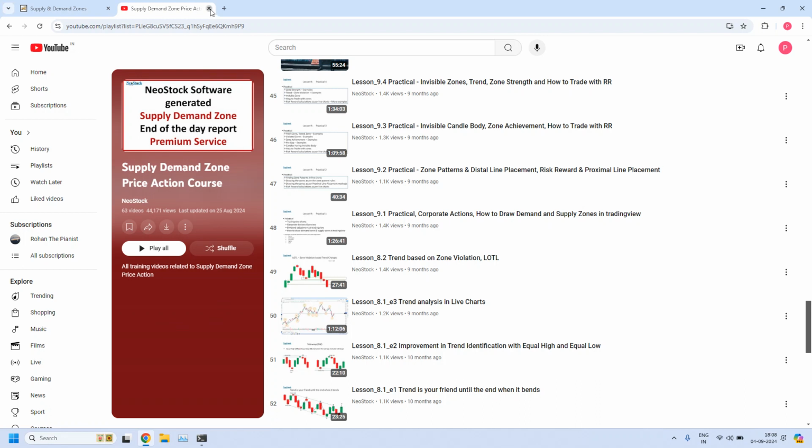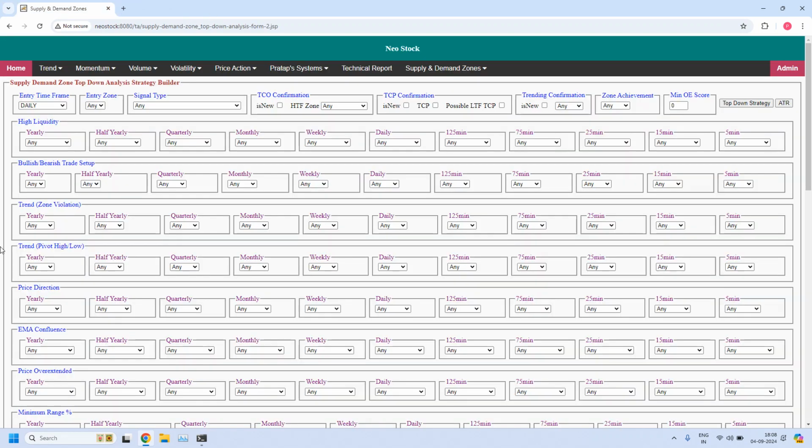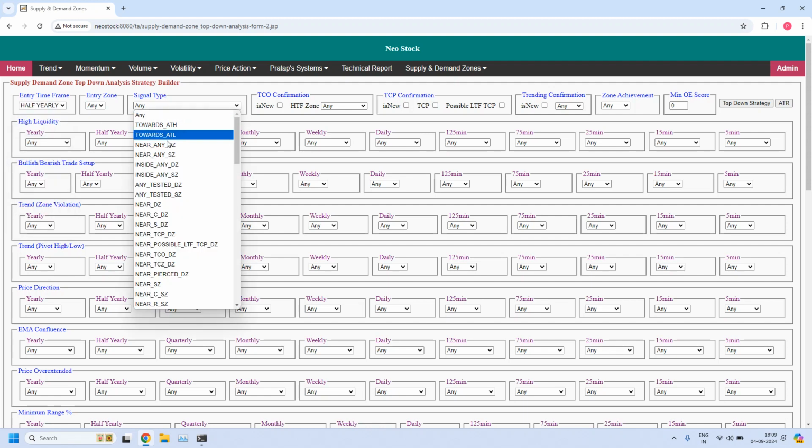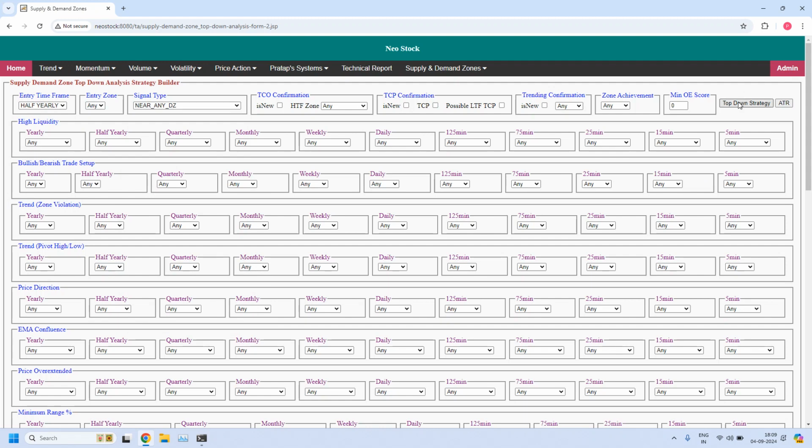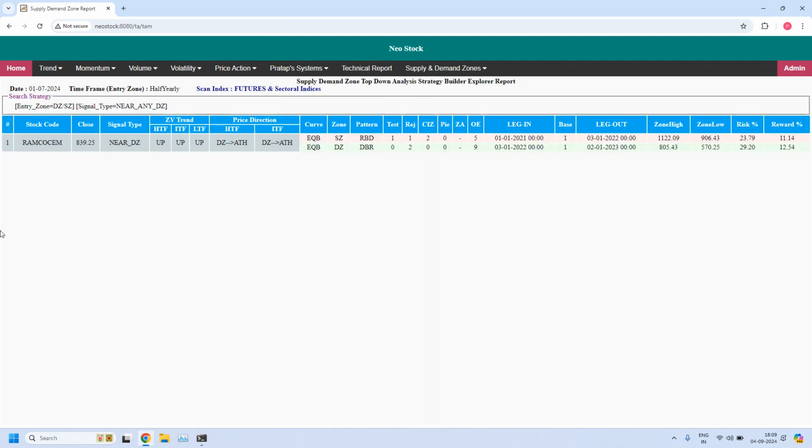Now let's get into the report generation. First we will generate the reports for finding the stocks near demand and supply zones for all the time frames starting from half yearly. For the half yearly time frame, let us find the stocks near half yearly demand zone. Only one stock is filtered. I'll be giving you only a few seconds to watch this report. You need to pause the video and then study all these demand and supply zones.